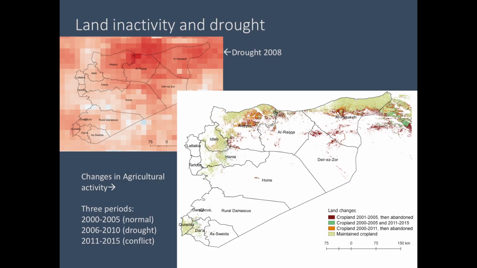We see that these dark red areas are the areas that were cultivated in the early period and then abandoned, or inactive, or fallow, or whatever you want to call it. Then there are all these yellow areas where cropland has been maintained more or less throughout all 3 periods. And then we have cropland that has been cultivated and abandoned during one of the periods.